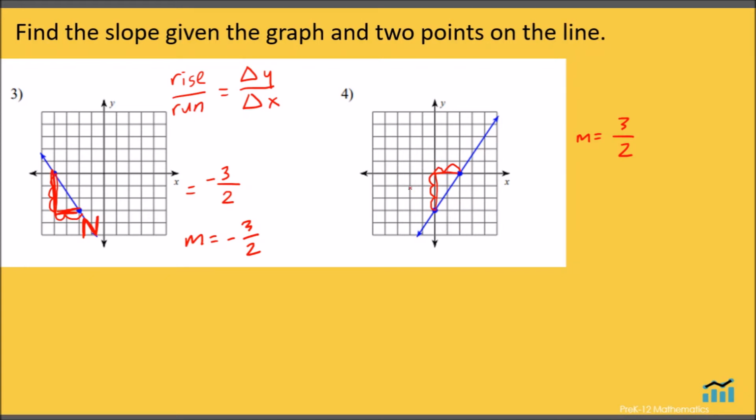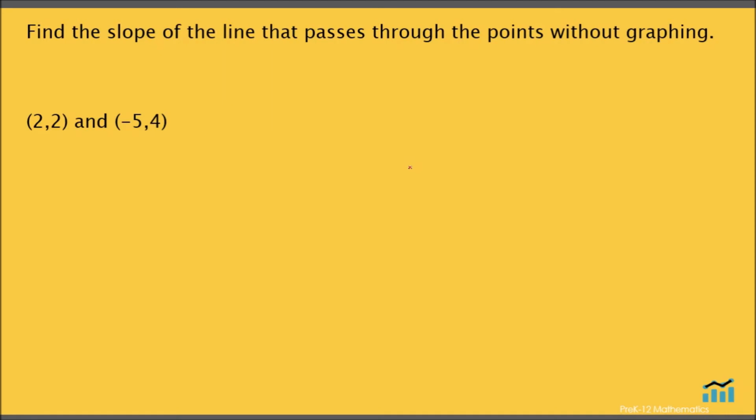okay? Next type of example is to find the slope of the line that passes through the points without graphing. On that last slide, I mentioned the change in y over the change in x, and that's important for this type of problem. In other words, the change meaning the difference between the y values divided by the difference of the x values, okay? So we need to be able to identify these, and it doesn't matter which one you call x1 or x2, but just be consistent.